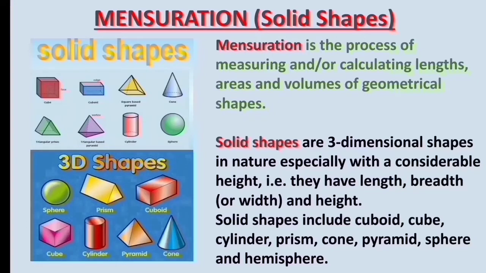Some examples of solid shapes include a cuboid, cube, cylinder, prism, cone, pyramid, sphere, and hemisphere. Let's learn more about solid shapes.